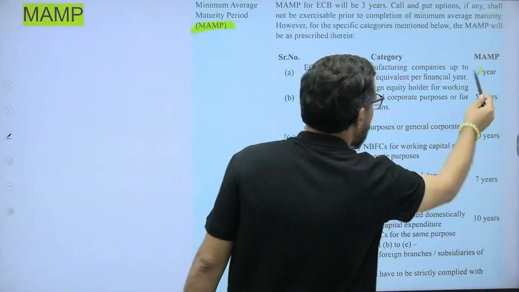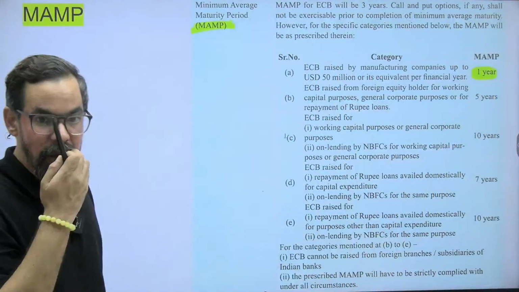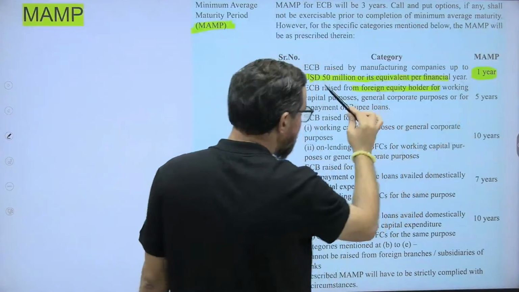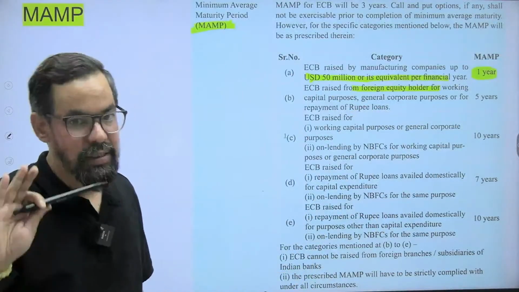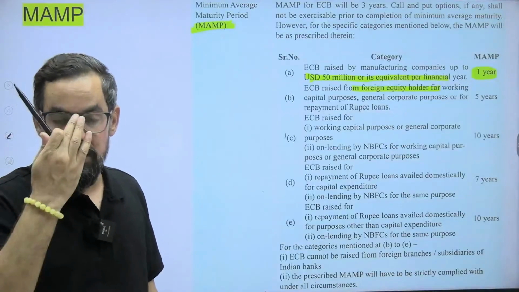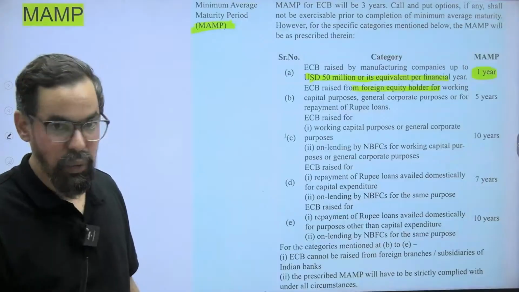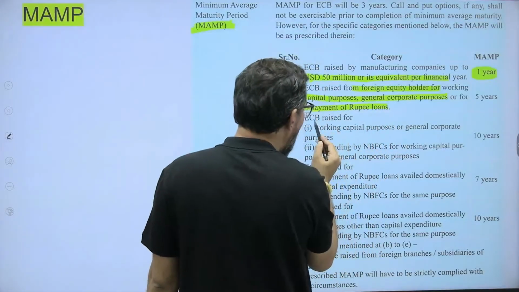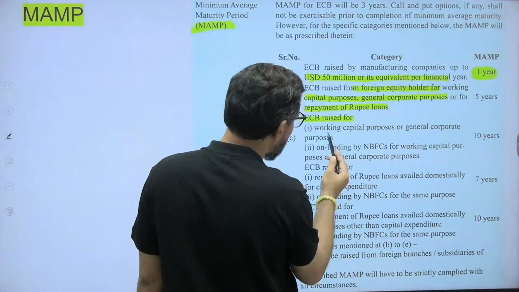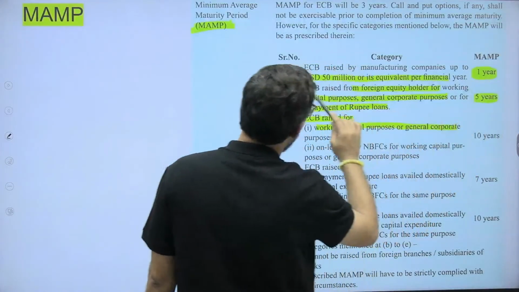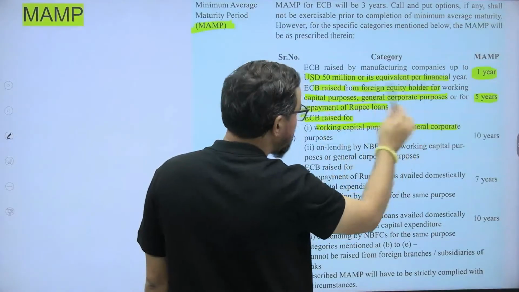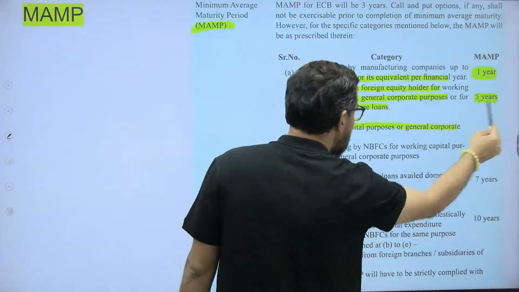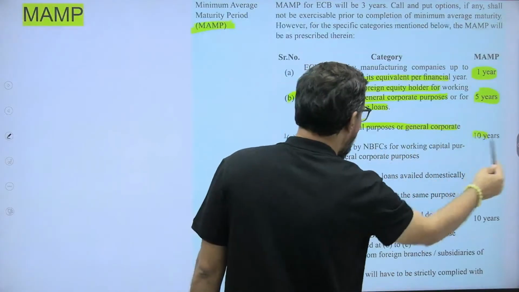So 1 year, which is generally for the manufacturing companies, up to 50 million US dollar or equivalent from the foreign equity holders. This is the condition. In general, the minimum average maturity period is 3 years. The limit is 750 million US dollar. In case of startup, it is 3 years and the limit is 3 million US dollar. Okay? And for capital purpose, general corporate purpose, repayment of rupee loan, ECB raised from foreign equity partners for these particular purposes is 5 years, and for working capital purpose it is 10 years. That is the one.